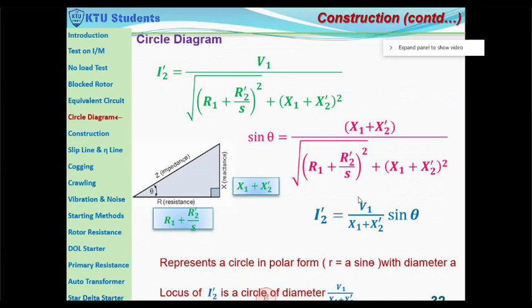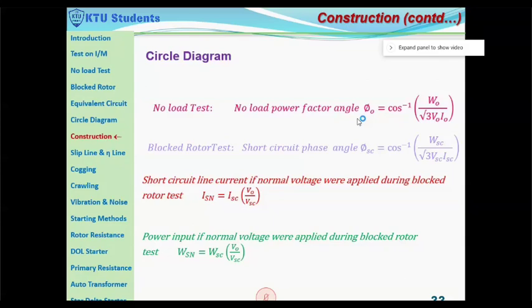From the no load test we get the no load power factor angle phi 0, and from the blocked rotor test we get the short circuit power factor angle. The short circuit line current, if normal voltage were applied during the blocked rotor test, you can obtain from the ISN equation, and the power input also from the relation WSN. Just take the ratio of normal voltage divided by short circuit voltage. This is also an important factor while taking the power scale in the circle diagram.